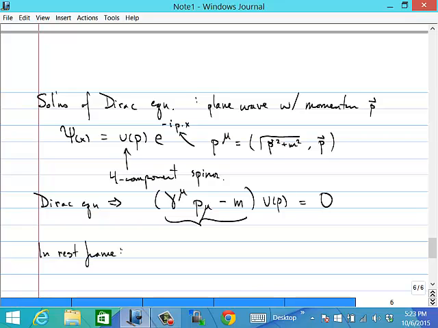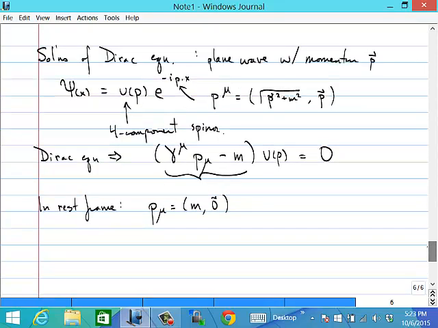So let's imagine a particle at rest. Okay. What does that mean? That means that the 3-momentum p vector is equal to 0. And then what does that equation look like? Well, that equation is gamma mu p mu minus m.